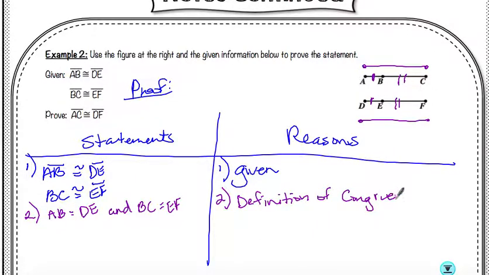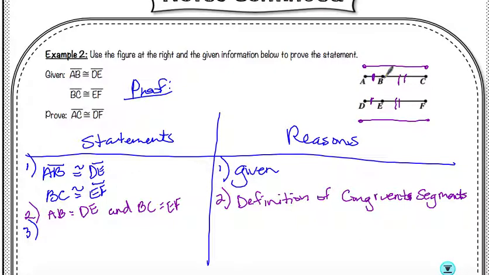That is the definition of congruent segments. If they are congruent, then their measures are equal. Okay, segments. And then the next thing we're going to do is something odd. It kind of comes out of nowhere, but it works.